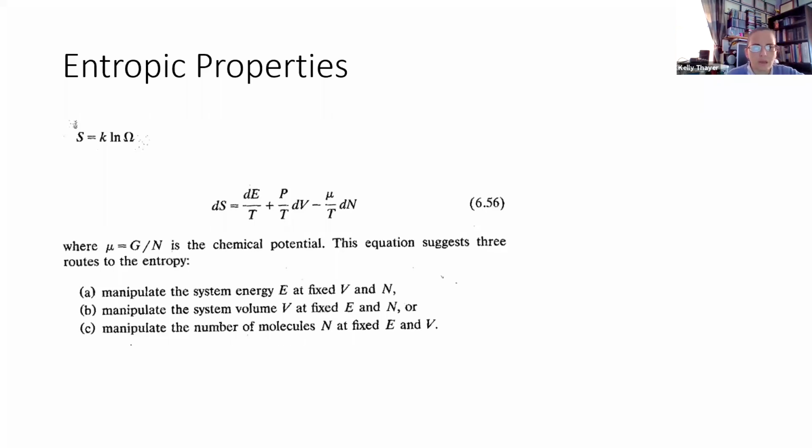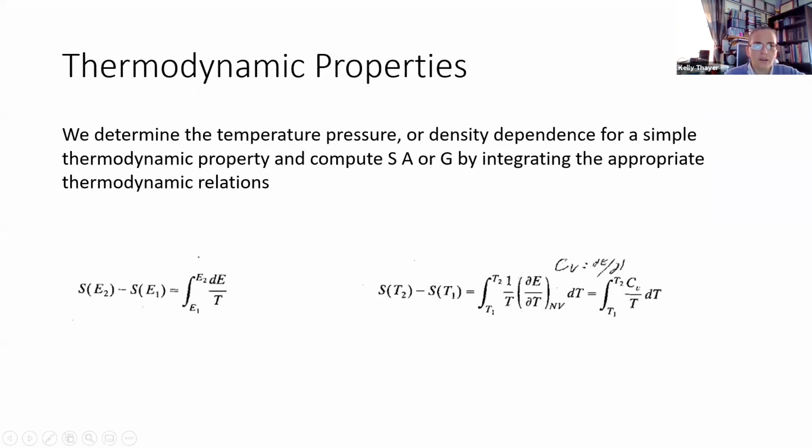We could manipulate the system energy at fixed volume and number of particles. We could manipulate the volume at fixed energy and number of particles, and we could manipulate the number of molecules at fixed energy and volume. We can determine the temperature, pressure, or density dependence from simple thermodynamic properties and compute S, A, or G. These are the thermodynamic relationships, entropy, Helmholtz free energy, or Gibbs free energy, by integrating the appropriate thermodynamic relationships as suggested by the equations we have seen.